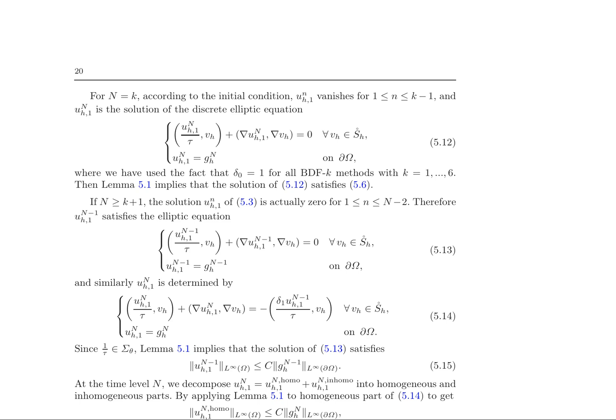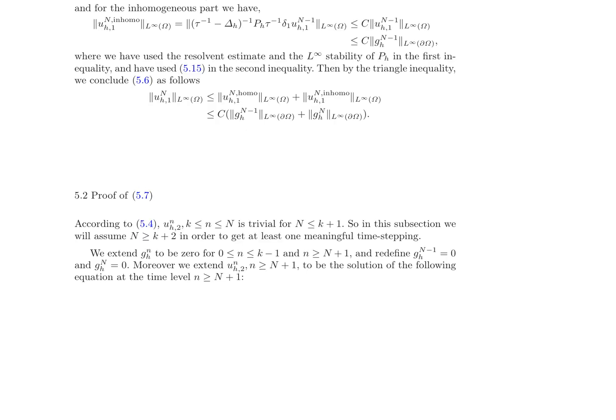For n greater than or equal to k plus 1, the solution u_n^h,1 is 0 for 1 less than or equal to n less than or equal to n2, and the elliptic equations 5.13 and 5.14 are employed to determine u_n^h,1 and u_n^h,1, respectively. The decomposition of u_n^h,1 into homogeneous and inhomogeneous parts enables the application of lemma 5.1 to the homogeneous part, while the inhomogeneous part is addressed using resolvent estimates and L-infinity stability. This approach ensures that equation 5.6 is satisfied.